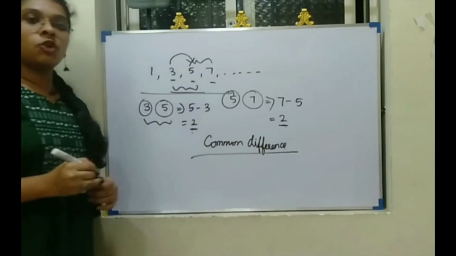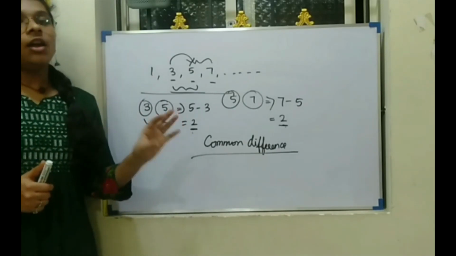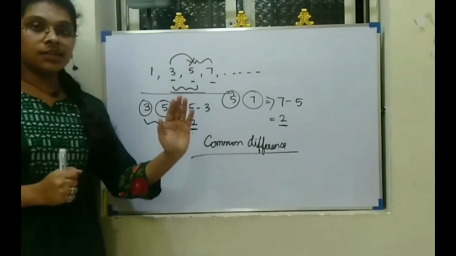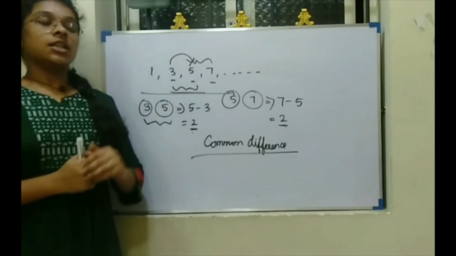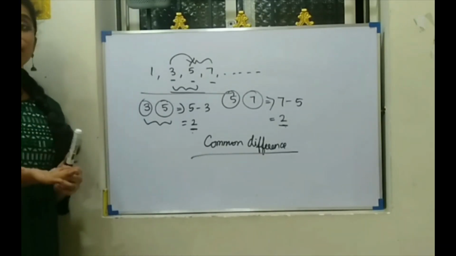Why are we calling this the common difference? In the sequence, take any two consecutive numbers, and you will get the same difference. If across the whole list you get the same difference, then it is called the common difference. Now, how is it related to AP?